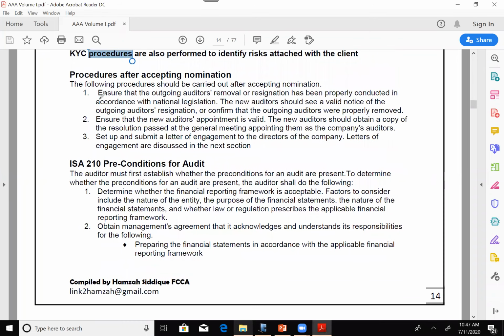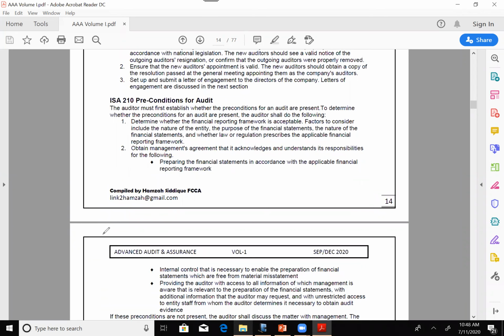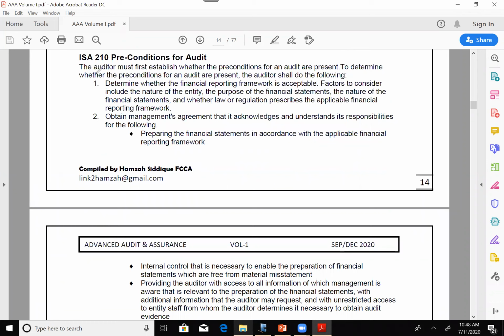Now, students, a very important thing: preconditions. Audit is a process which is dependent upon a number of factors. Before proceeding further, an auditor should first check whether some pre-circumstances exist. We are satisfied that the company is good, they are good people. But for audit, we need something from the management. There are some prerequisites which should be present. So what we do is check preconditions for audit. Preconditions are those conditions which, if they are not present, even if we are satisfied the client is good and management is good, we still cannot accept the audit.